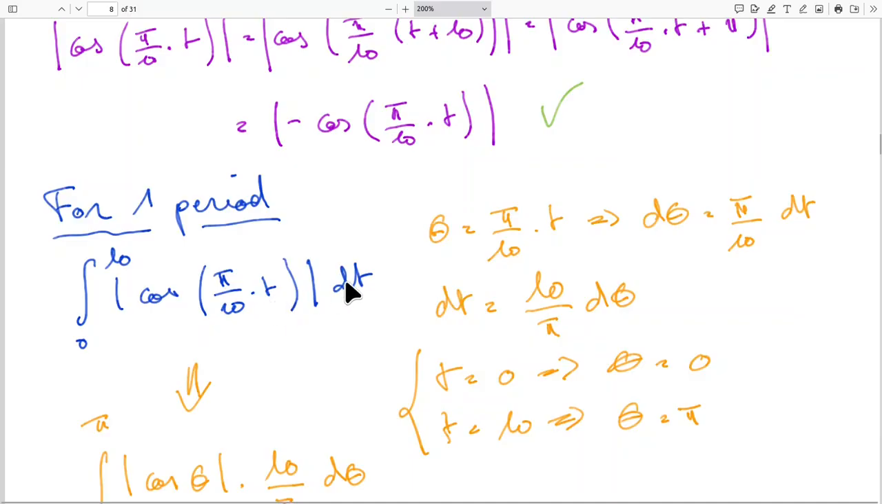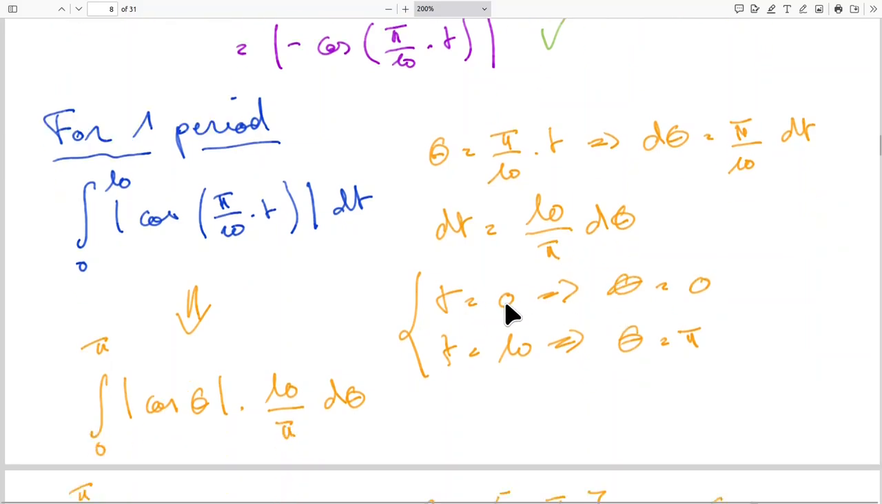Now if we say that θ is π/10 times t, then we get dθ is π/10 dt, and dt is 10/π dθ. For t equals 0, we get θ is 0, and for t equals 10, we get θ is π/10 times 10, so π. So we get the integral from 0 to π of the absolute value of cos θ times 10/π dθ.